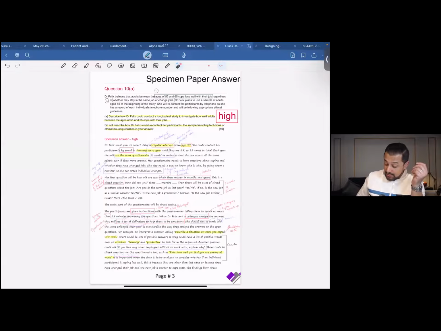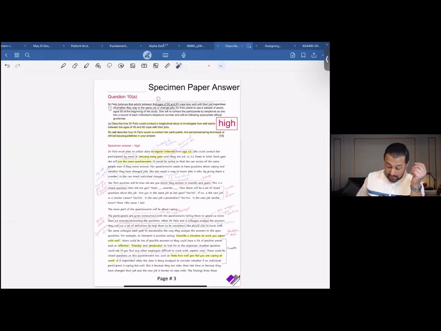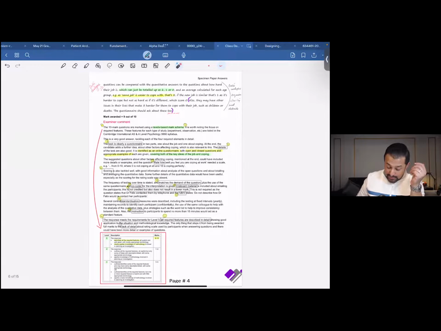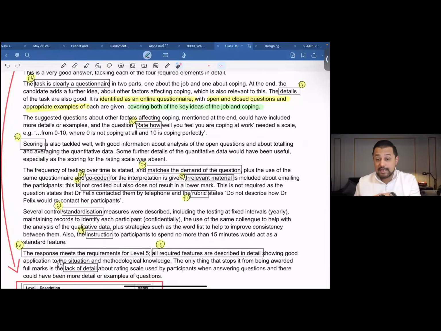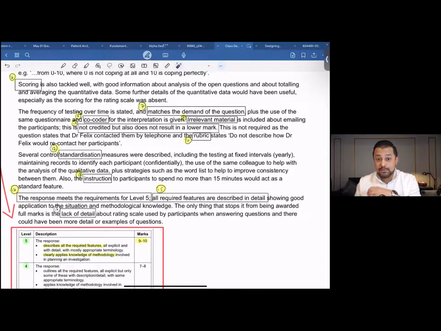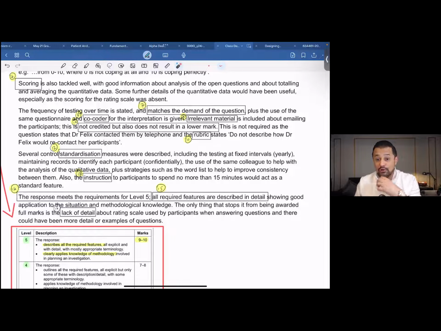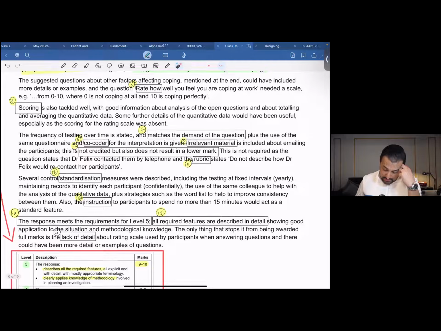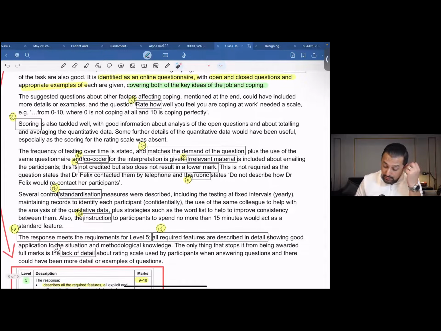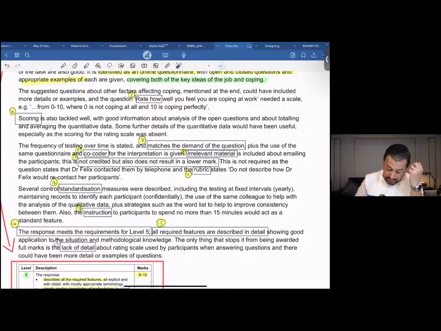So at this point, many students would be like, hey, do they look into this many details? This is exactly why I'm showing this to you, a Cambridge published document, so that you know all of this is taken seriously. Where was I? Yeah, rate how well you feel you're coping at work needed a scale from 0 to 10, where 0 is not coping at all and 10 is coping perfectly. Next, 6 points.